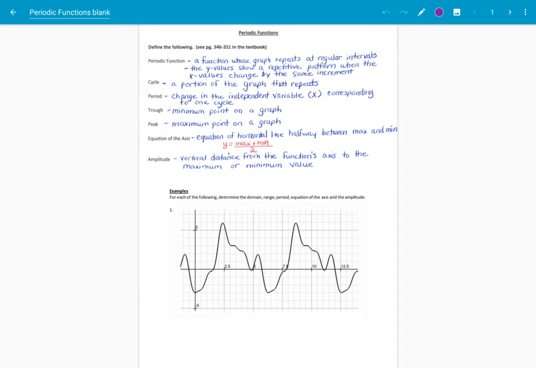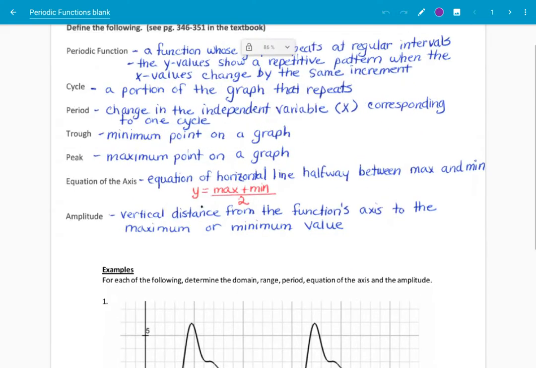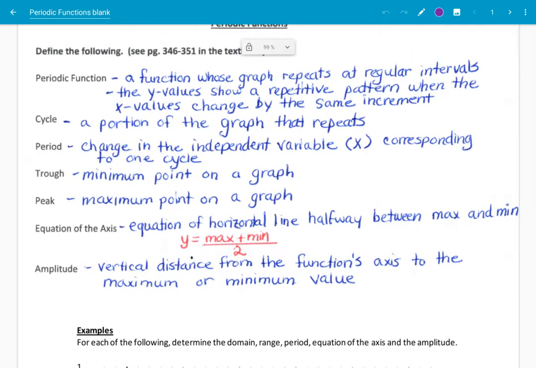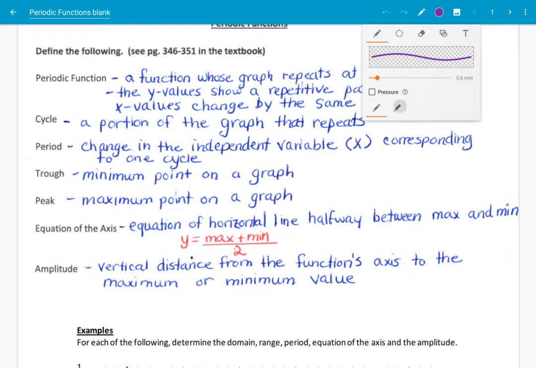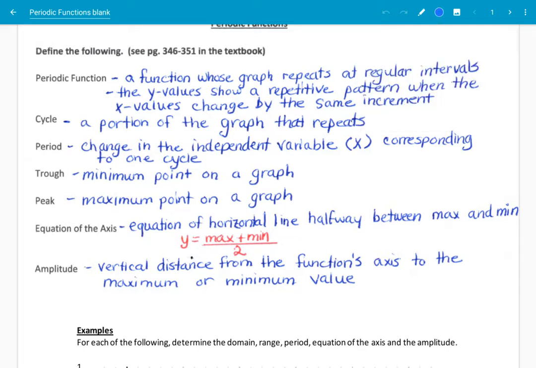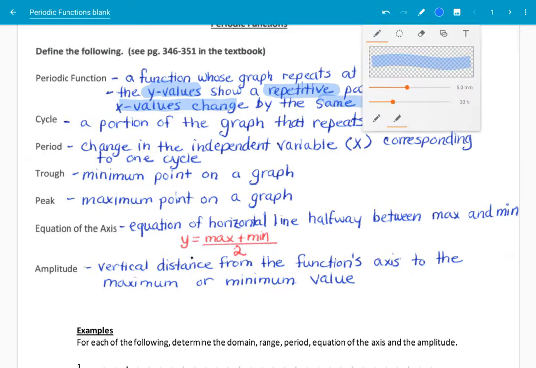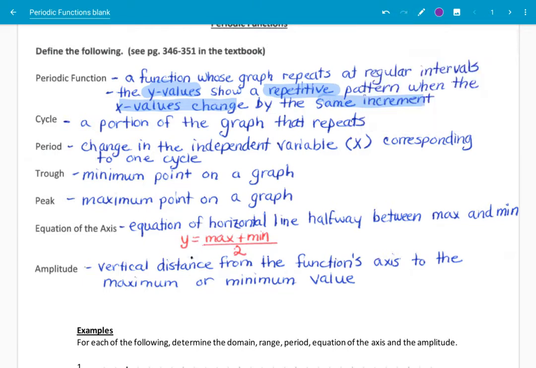Okay, welcome to an introduction on periodic functions. You should have gone through the textbook and looked at the definitions. I'll just want to talk about a couple of things before I go to the first example. Periodic functions have repetitive y values as x values change by the same increment, okay? So those are a couple of key things from the definitions.